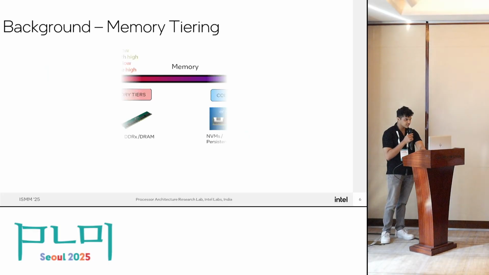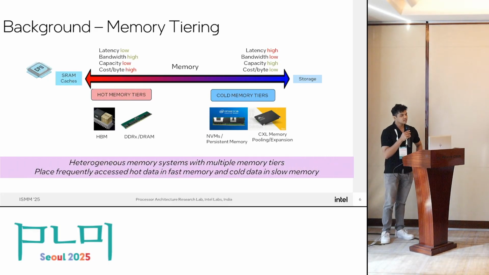So this is just some background on memory tiering. In a typical memory tiering system, we have multiple tiers of memory, meaning on different levels, we will have different memory technologies which have very different characteristics. So for example, in your typical system, we have a cache which has a very low capacity, but it has a very high bandwidth, and the latency to it is very small.